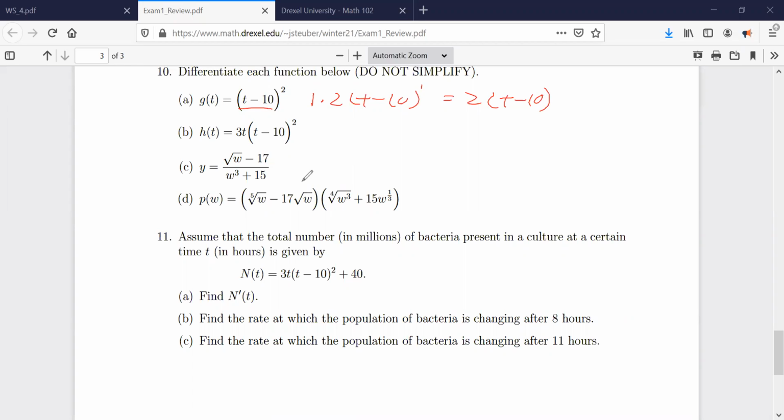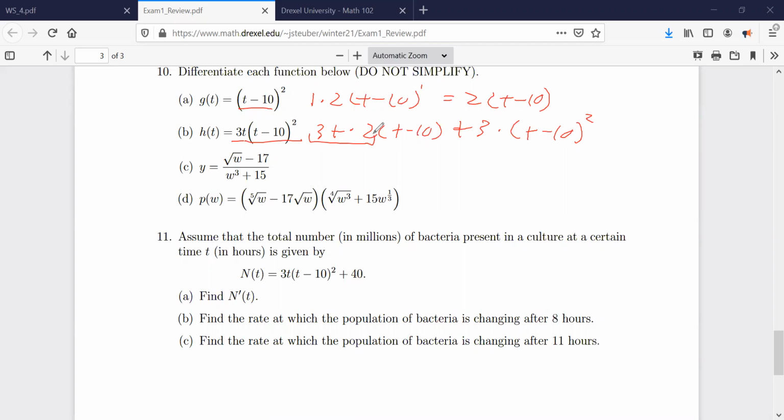Similar idea here, but now we have a product rule as well. So the first times the derivative of the second is 3t times 2 times t minus 10, plus the second times the derivative of the first. So this is the second. The derivative of the first is just 3. 3 times t minus 10 all squared. And I think we actually did this exact thing in worksheet 4 just now. But that's all you need.